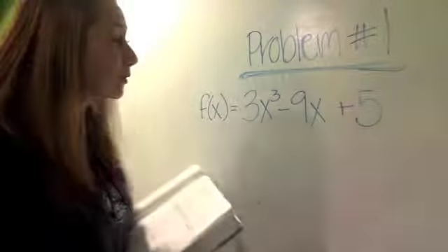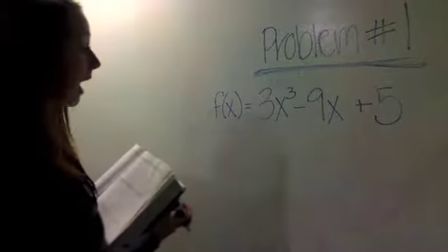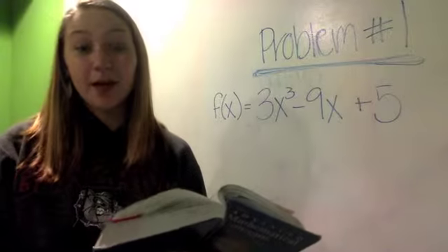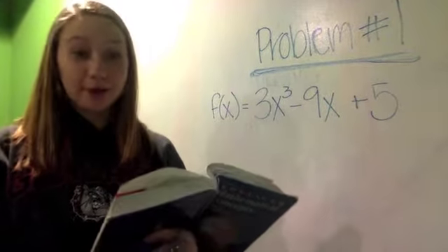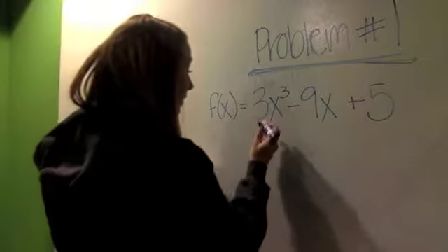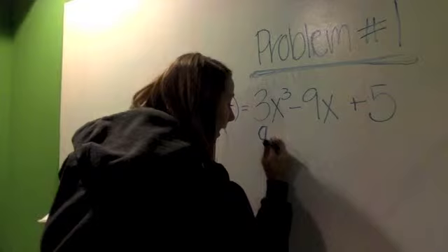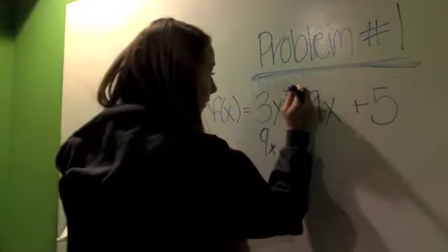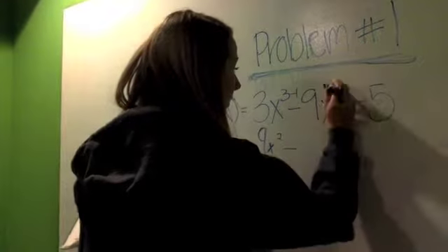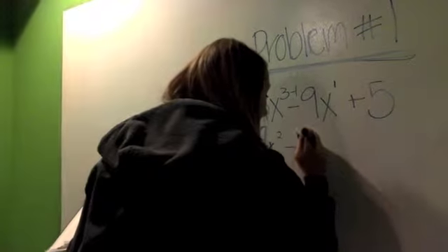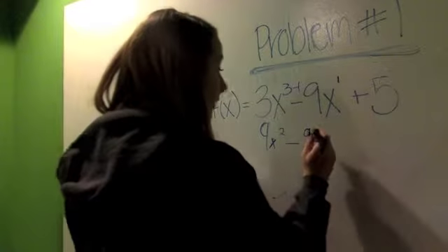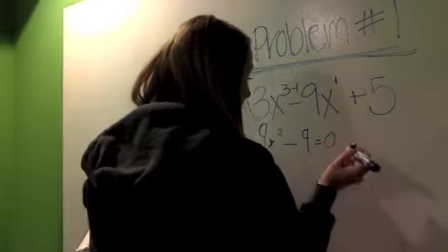Okay, so for the first problem, we will be doing f of x equals 3x cubed minus 9x plus 5. To start solving this problem, you have to find the derivative. So you take the exponent and multiply it times the coefficient. So it would be 9x, and then you subtract the exponent by 1, so 9x squared minus 9, and that is your derivative. Then you set it equal to 0, and you just solve.